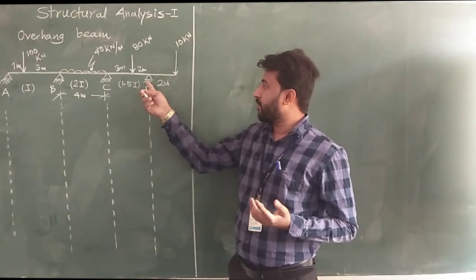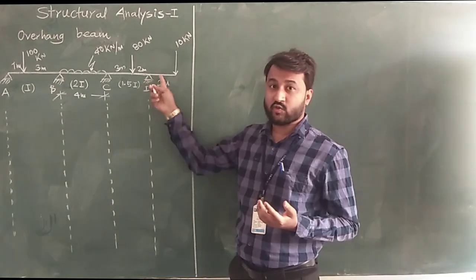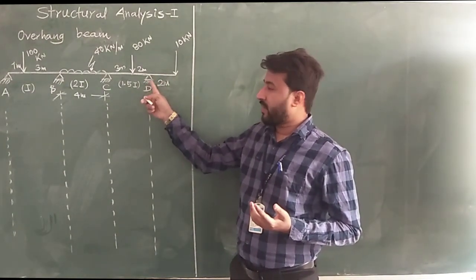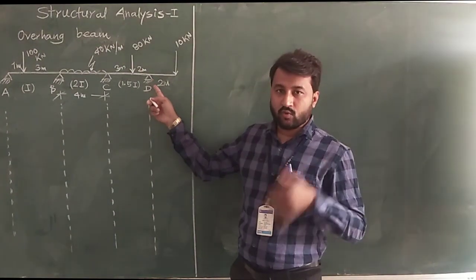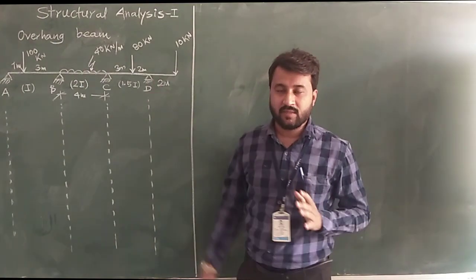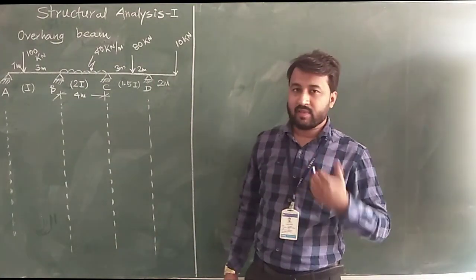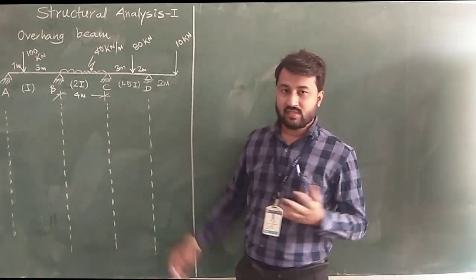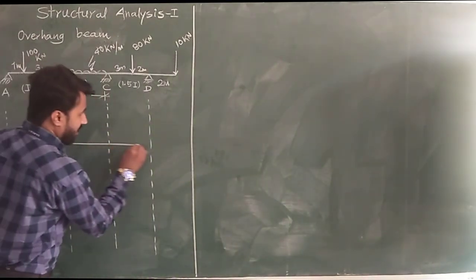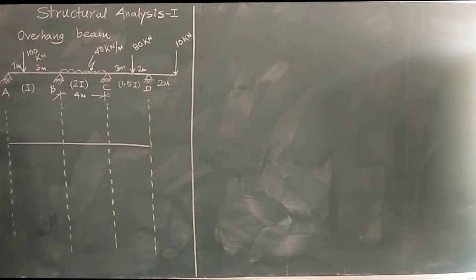So at D, the moment will be minus 20 kN. Here, the moment at D will not be unknown to us, and it will not be zero. The moment will be minus 20 kN. What changes will occur due to this overhang portion, we will see in this numerical. As per our protocol, we will first draw the bending moment diagram of this respective beam.